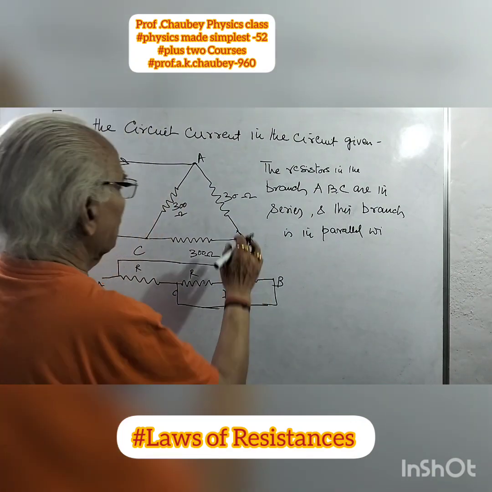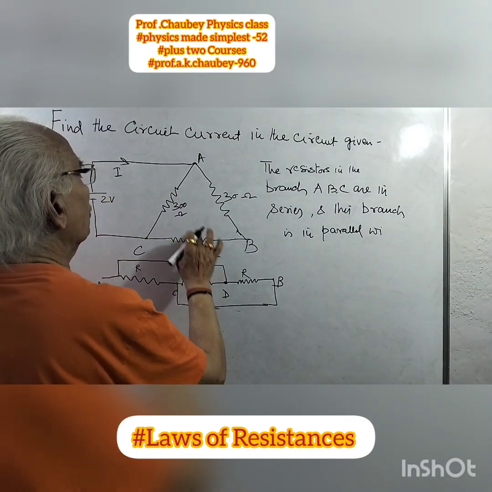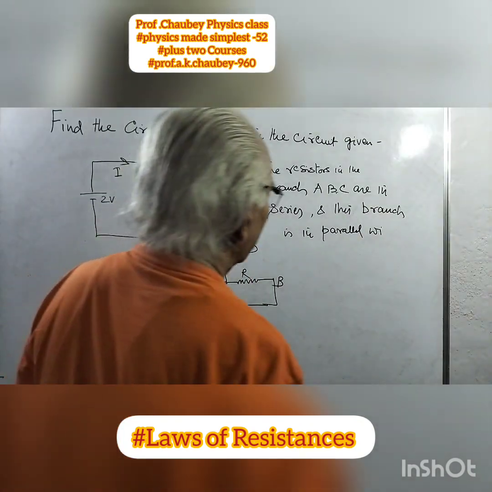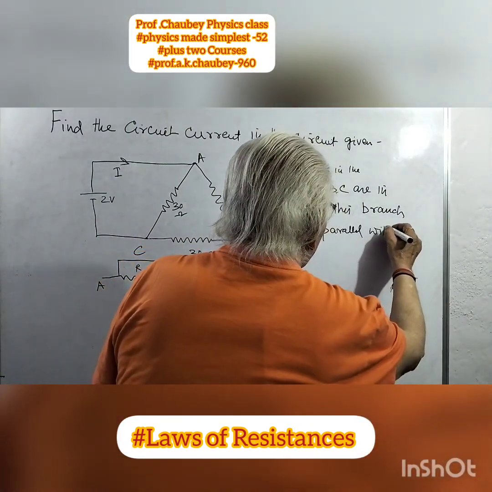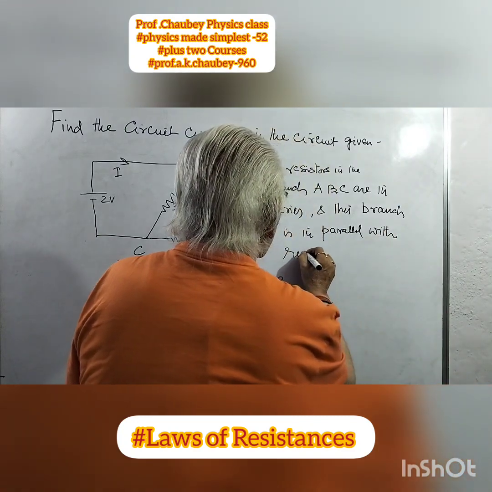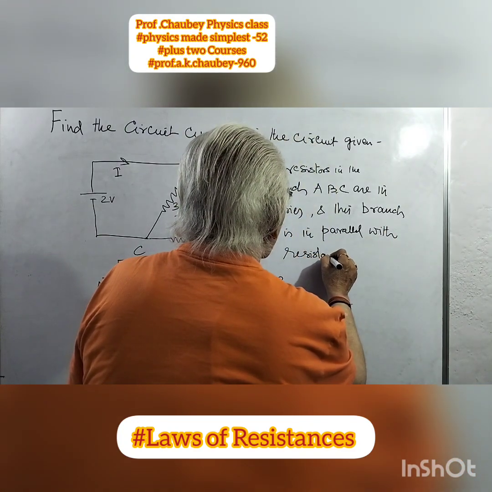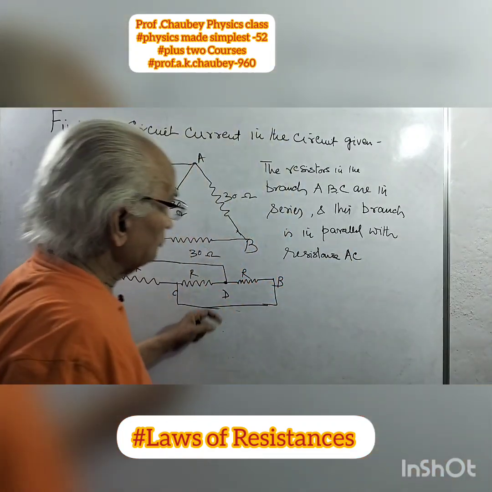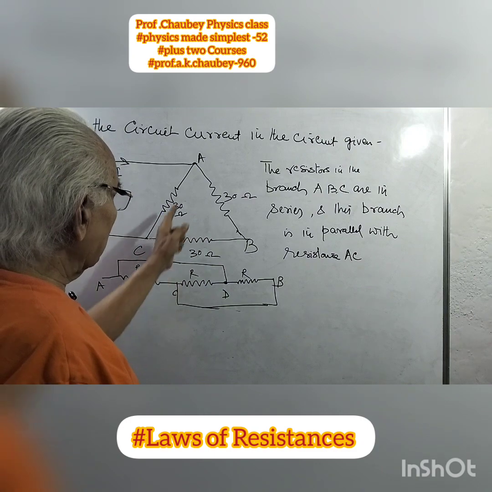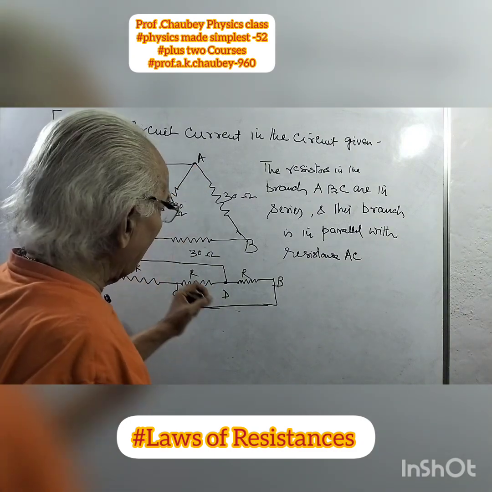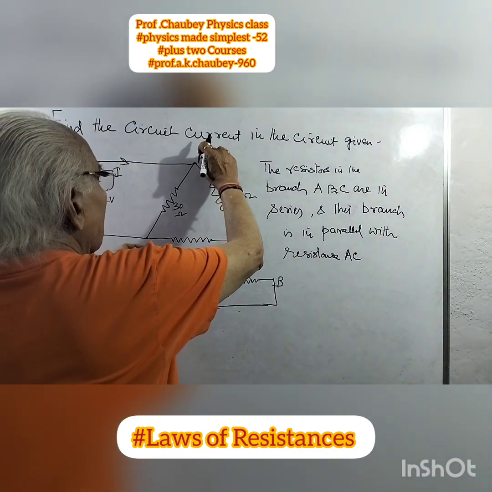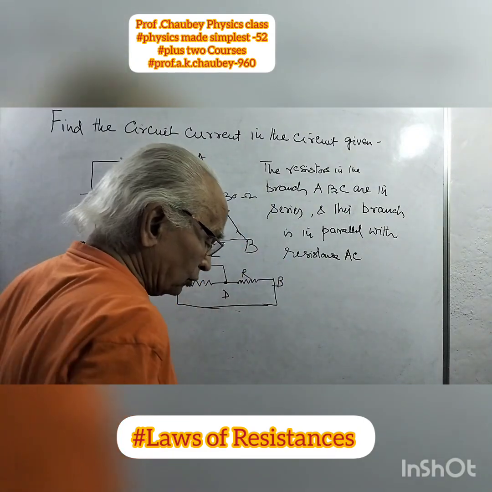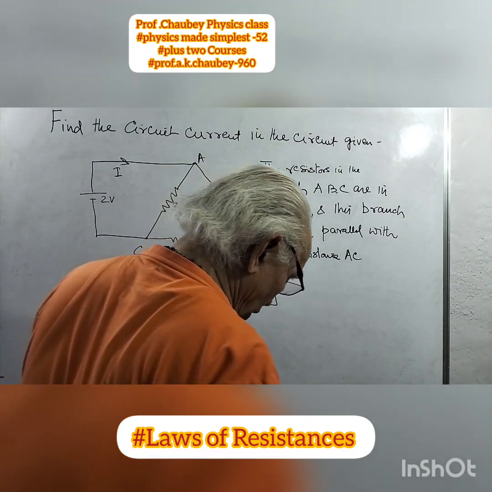Sorry, all these are 30, 30, 30. I don't know how I wrote 300. These two are in series and they are connected in parallel with resistance AC. So we get the combination.